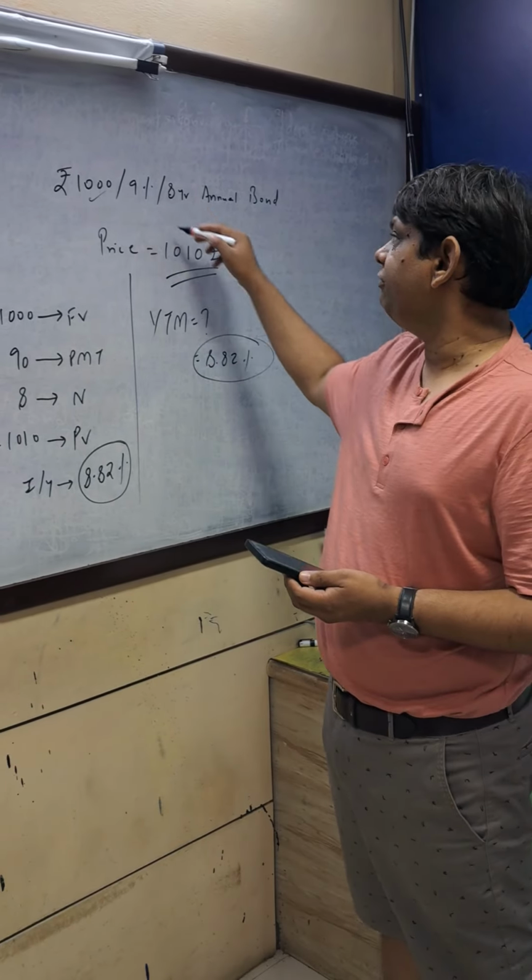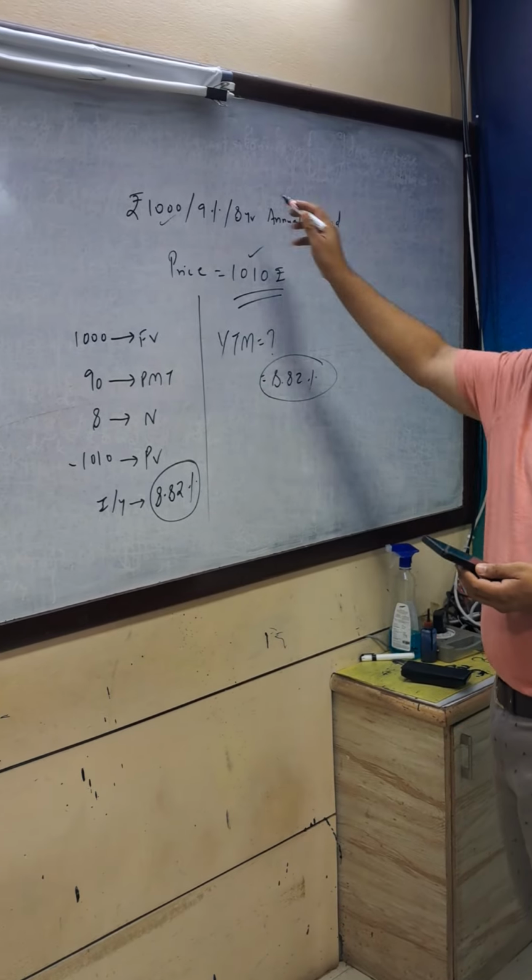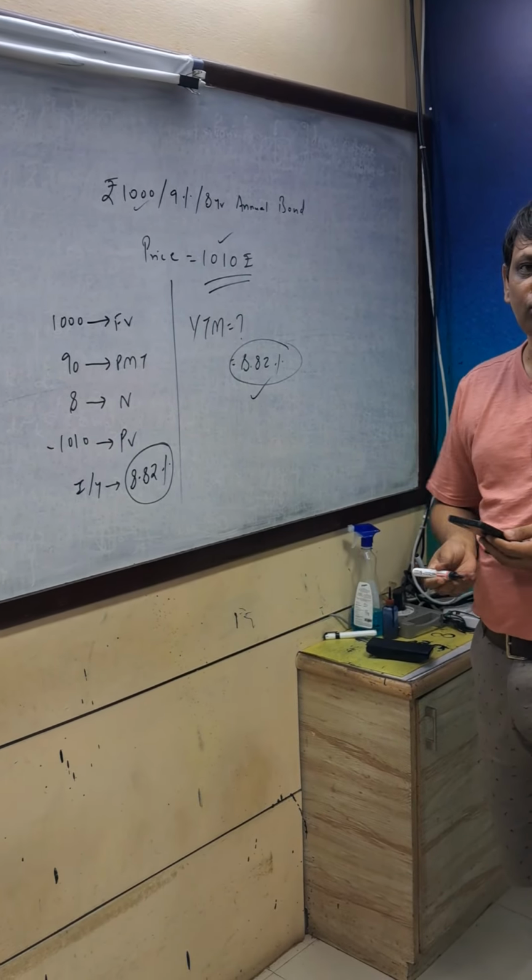see the price is more than face value. So YTM will be less than coupon of 9%. So 8.82 looks okay.